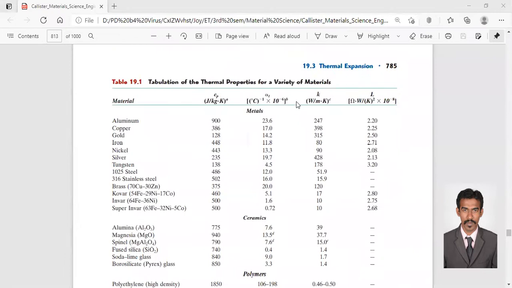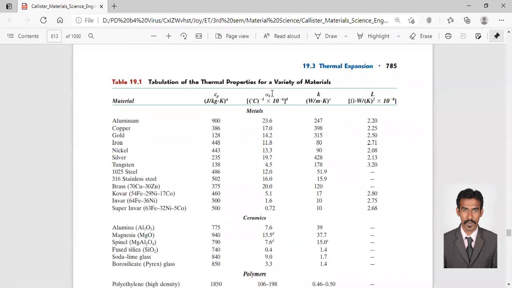So here are 4 terms. One is our CP, the other one is CV, then K, then L, right? The first one is CP, the heat capacity at constant pressure. Usually we go for CP, right? That is joule per kilogram per Kelvin.